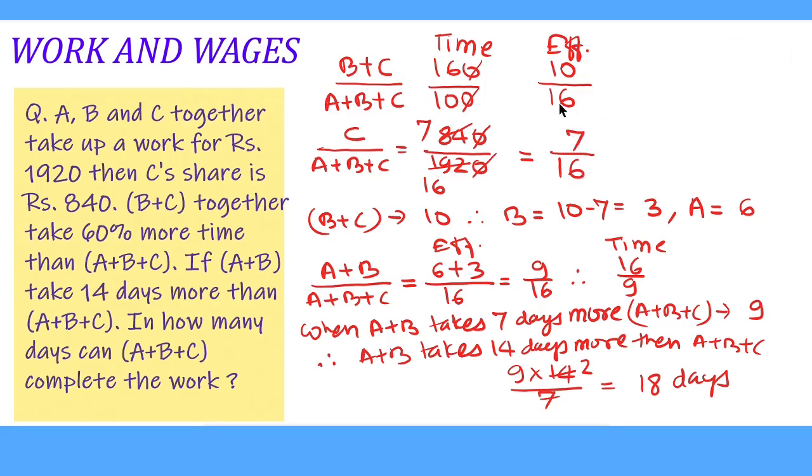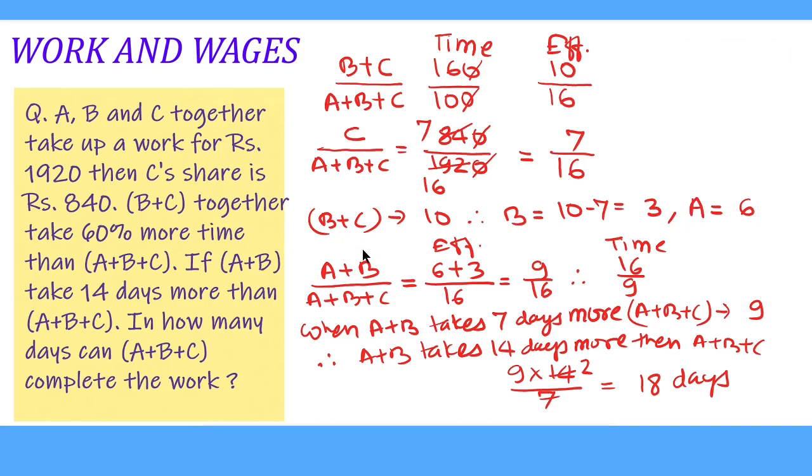So in both cases we have the denominator 16, and if we say that the efficiency of A plus B plus C is 16, then the efficiency of C is 7, and as we know that the efficiency of B plus C is 10, if we subtract 7 from B plus C, we will get the efficiency of B. So 10 minus 7 equal to 3 is the efficiency of B, and if we subtract the efficiency of B and C from the efficiency of A plus B plus C, which is 16, then 16 minus 7 minus 3 is equal to 6, that is, the efficiency of A is 6.